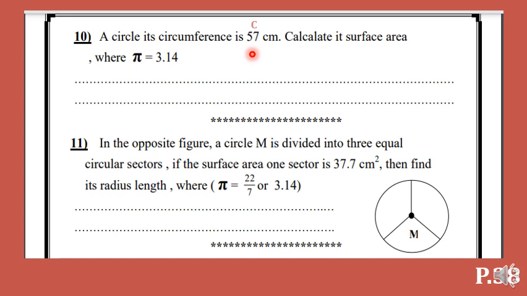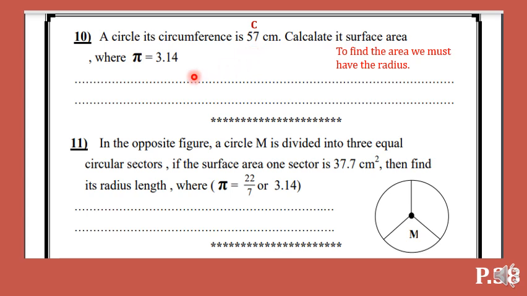Here, this 57 represents the circumference of the circle. Can I find the area given the circumference? No, we can't. To find the area, we must have the radius. To find the area of the circle, we must have the radius length. Can I find the radius length given the circumference?